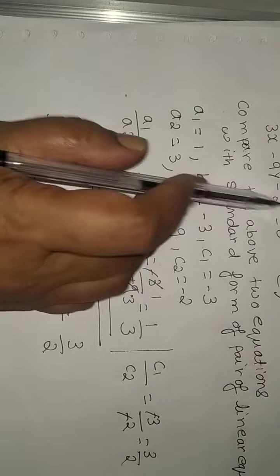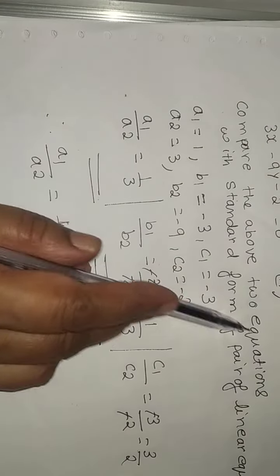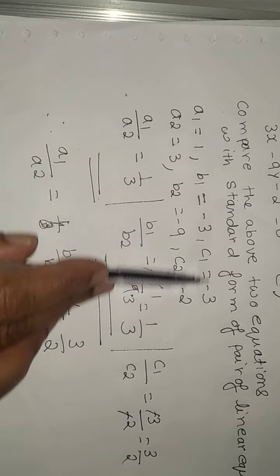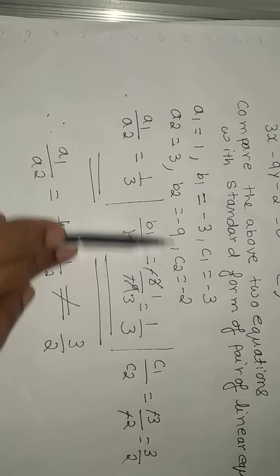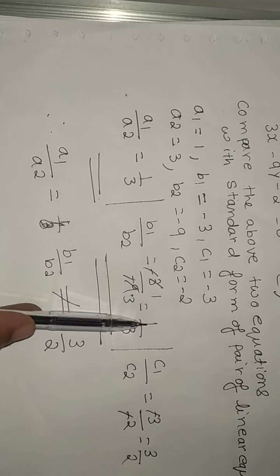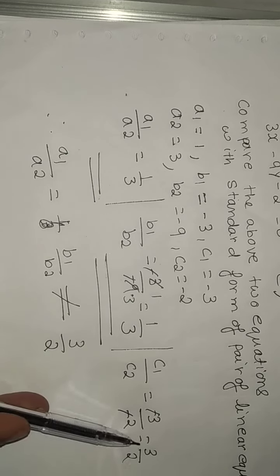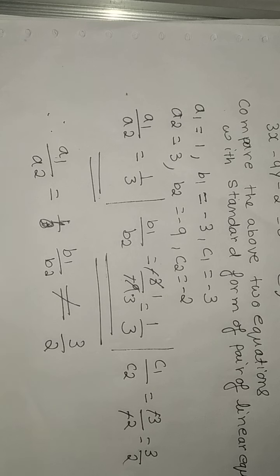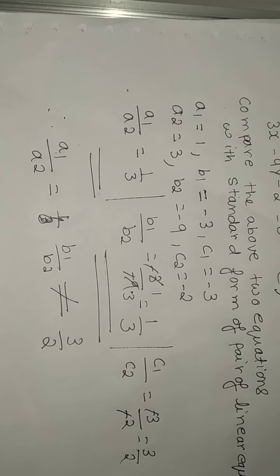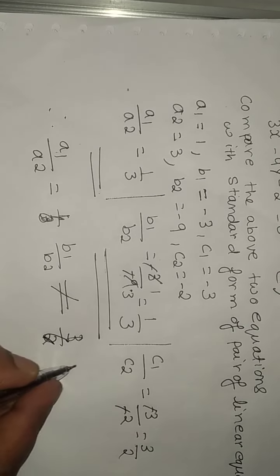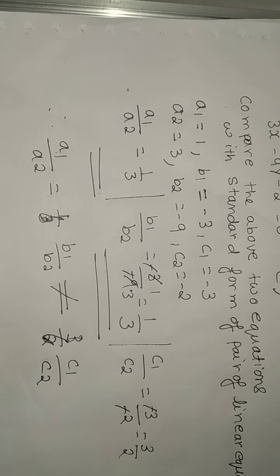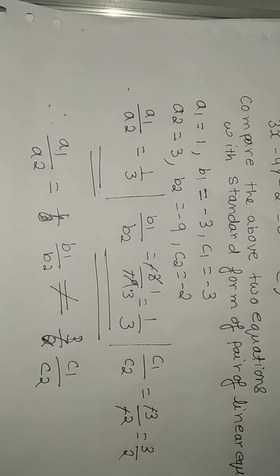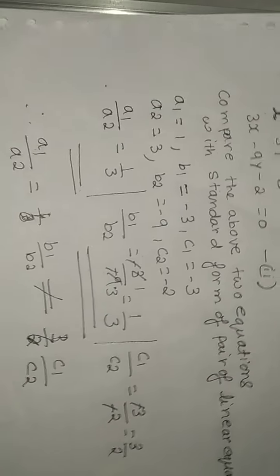So take the equations, name them equation 1 and 2, compare with the standard form of the linear equation, write down a1, b1, c1, a2, b2, c2. Now calculate a1 by a2, b1 by b2, c1 by c2. Then a1 by a2 is equal to b1 by b2, which is not equal to c1 by c2. I've written the values directly, but this is the form we have to write. Now we move on to the second problem.